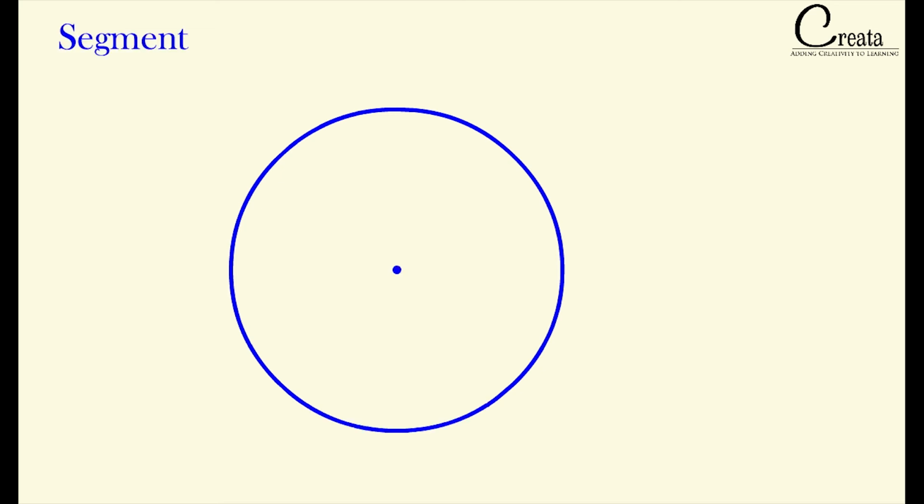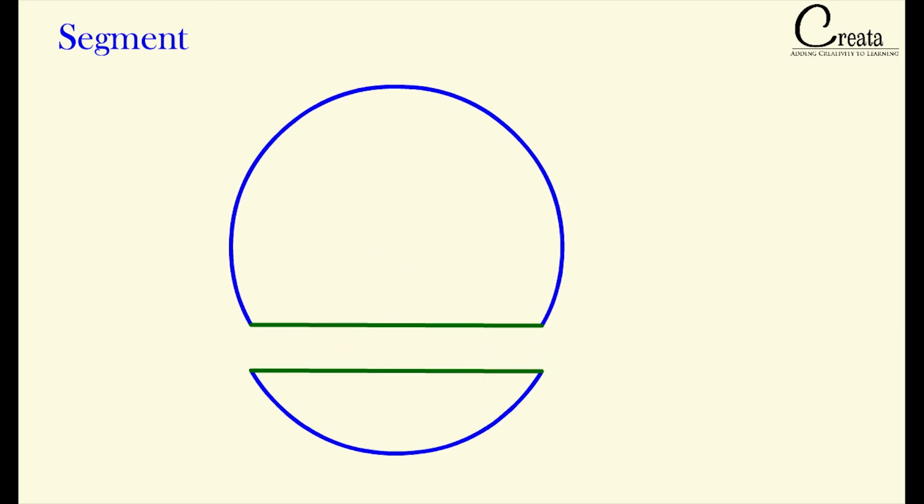Next is segment. We have seen the chord as a line segment joining 2 points on the boundary of the circle. The chord divides the circle into 2 parts. These parts are known as segments. The smaller one is the minor segment and the bigger one is the major segment.